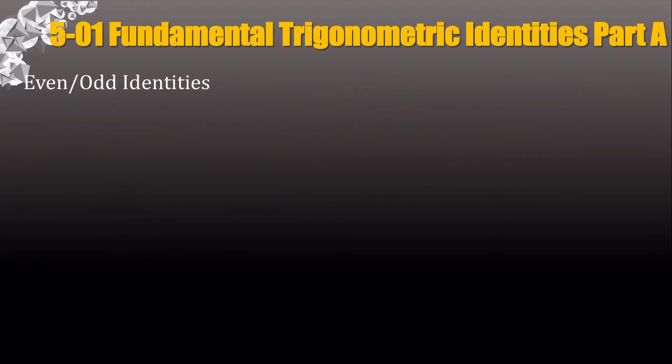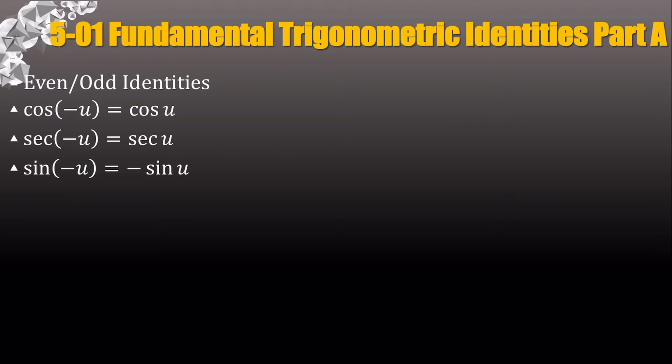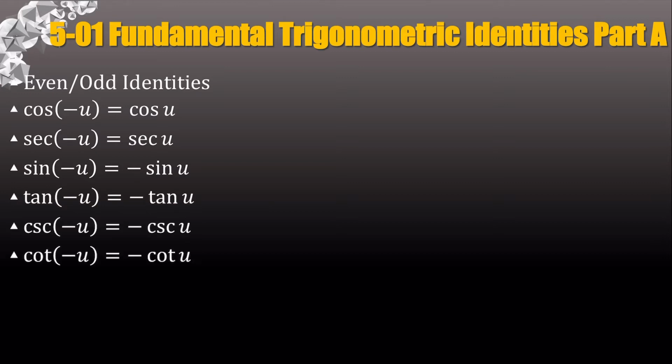And then we have the even and odd identities. Cosine of negative u equals cosine of u, so does secant. Sine of negative u equals negative sine of u. Same with tangent, and cosecant, and cotangent. So these two are even, that's what they're called, and these ones are odd.